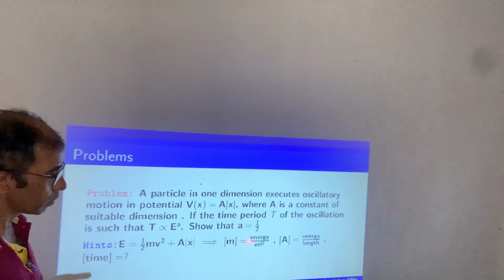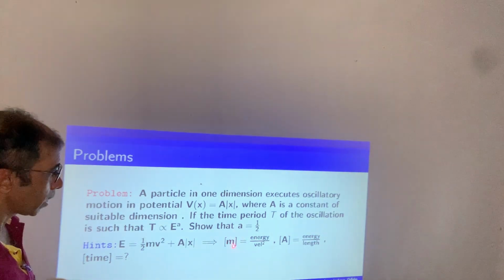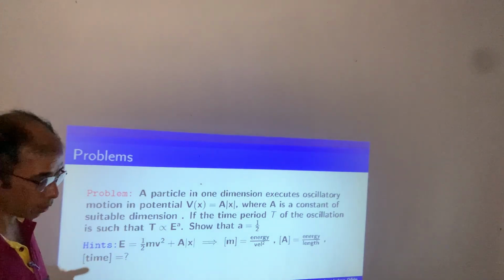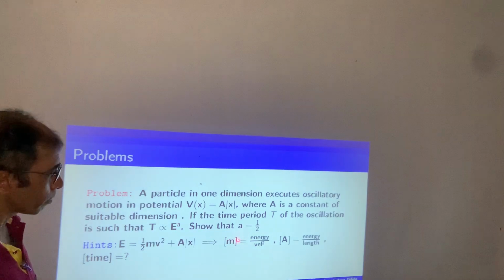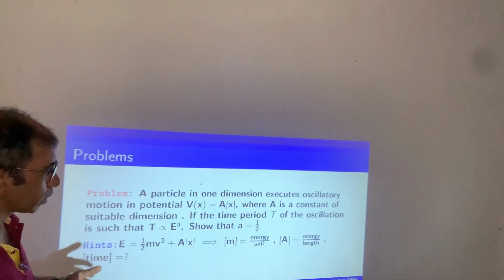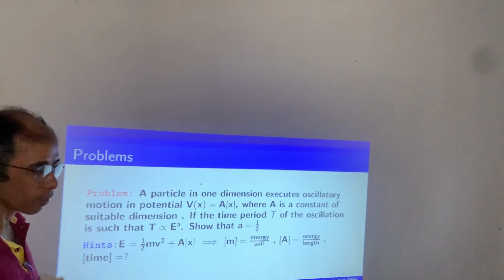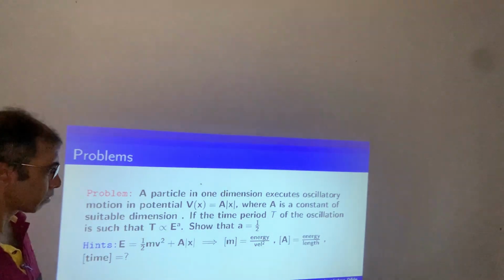So the dimensions are given. We have to construct from m, a and energy a dimension of time. Right? So m to the power something, a to the power something, e to the power something, such that we get dimension of time. So do it. And it's not difficult.